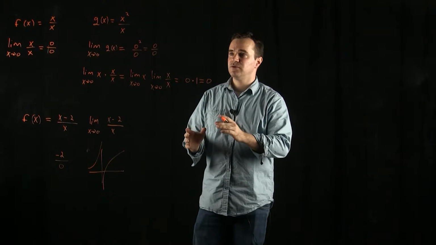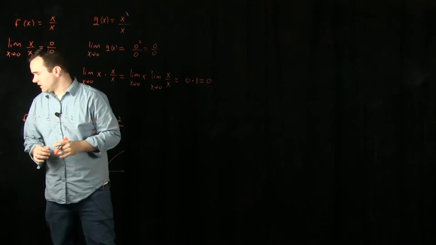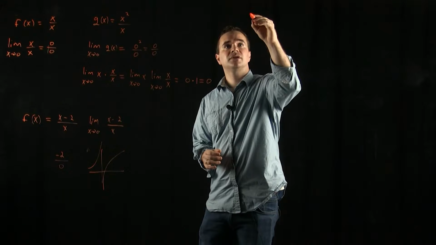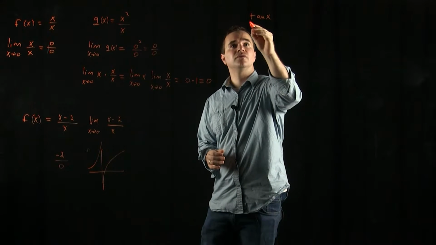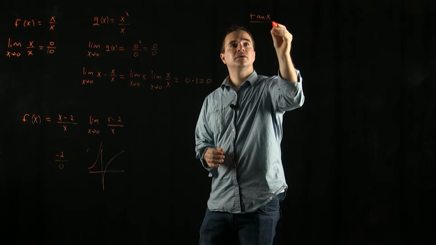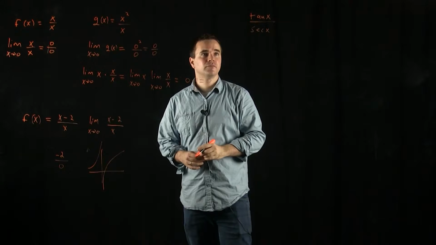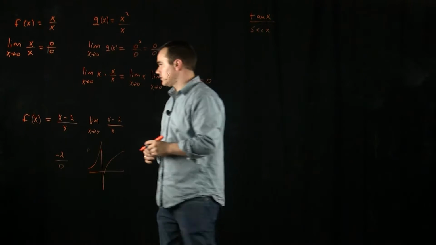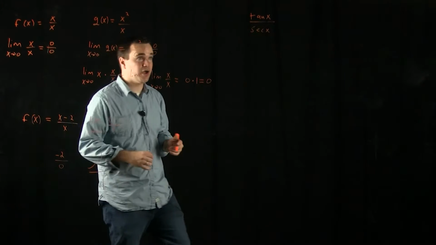So let me give you a couple other examples. Let's pick an example. Let's look at tangent of x over secant of x. And for this one, where do I want to take the limit? Let's do the limit as x goes to pi over 2.